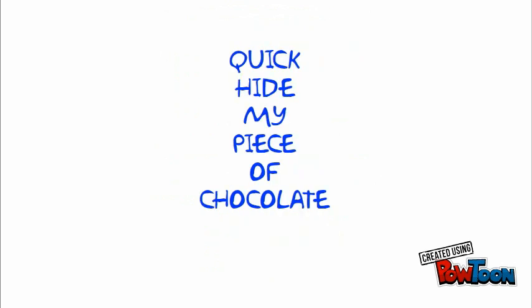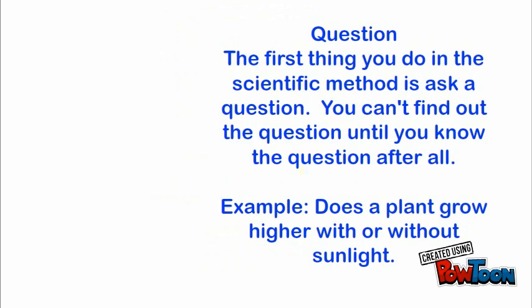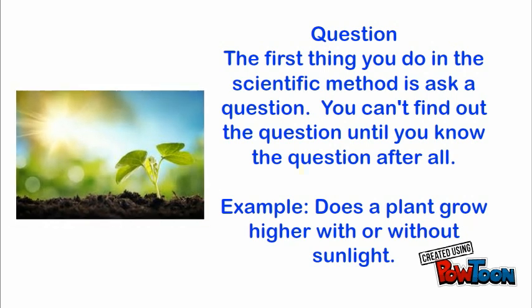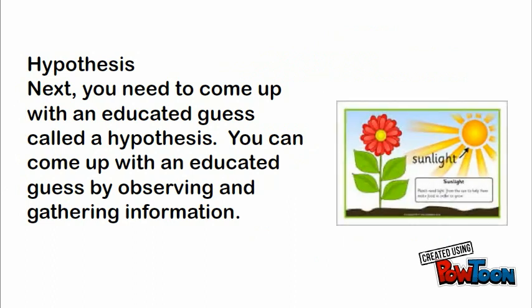And a quick way, a little phrase that helps me remind the steps, it's called "quick hide my piece of chocolate." So the first thing you do in a scientific method is asking a question. You can't figure out the answer until you know the question, after all. So throughout this lesson, I did a little example to help you understand what I'm talking about. So my example is, does a plant grow higher with or without sunlight? So that's my question.